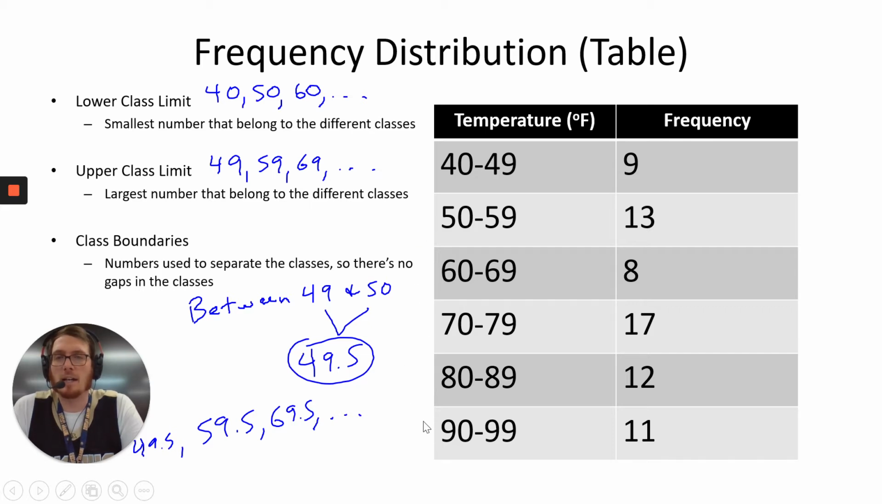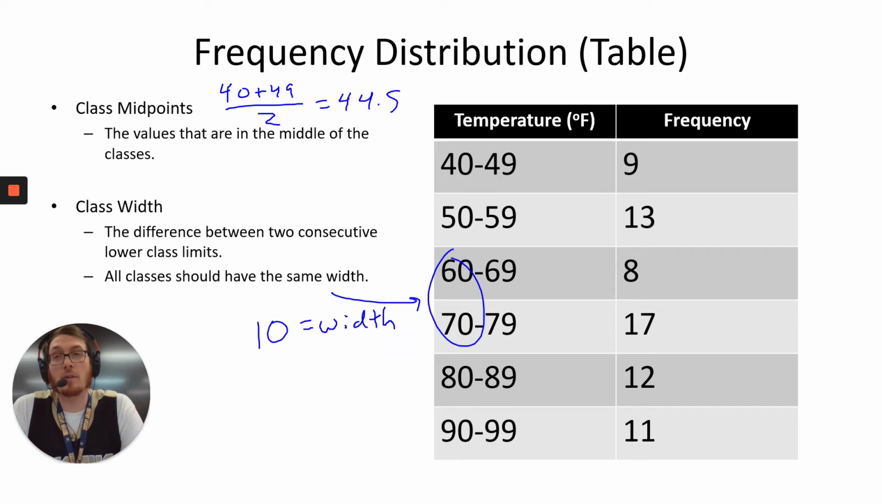And it keeps going down the list. You'll notice that each of those go up by 10. Notice each of the lower class limits go up by 10. Each of the upper class limits go up by 10. Okay, that's not a coincidence, because that's what's known as the class width.